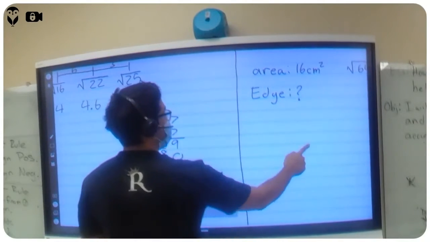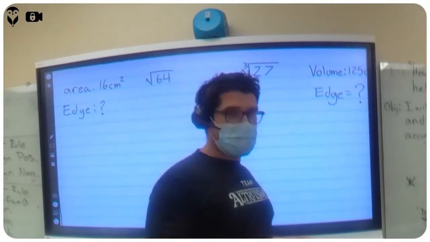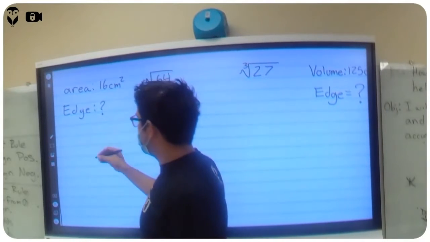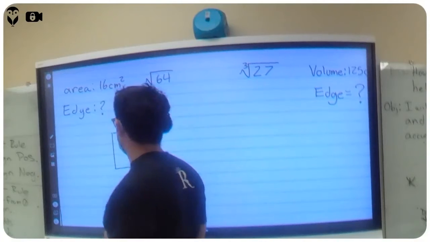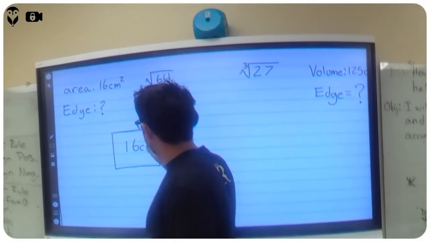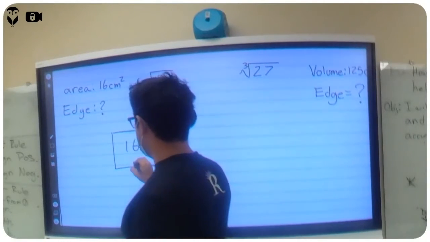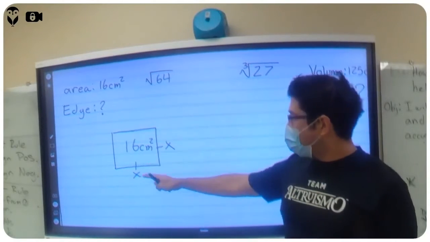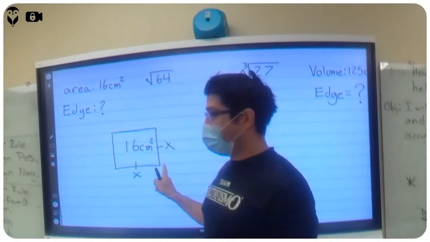Now this is about area of squares and volume of cubes. So for this one, if I told you the area of a square, the area of the square is 16 centimeters squared. A square, all the sides are the same. So this and this are the same number. The area of this is one number times itself. What number times itself, because an edge is the length of the side here.